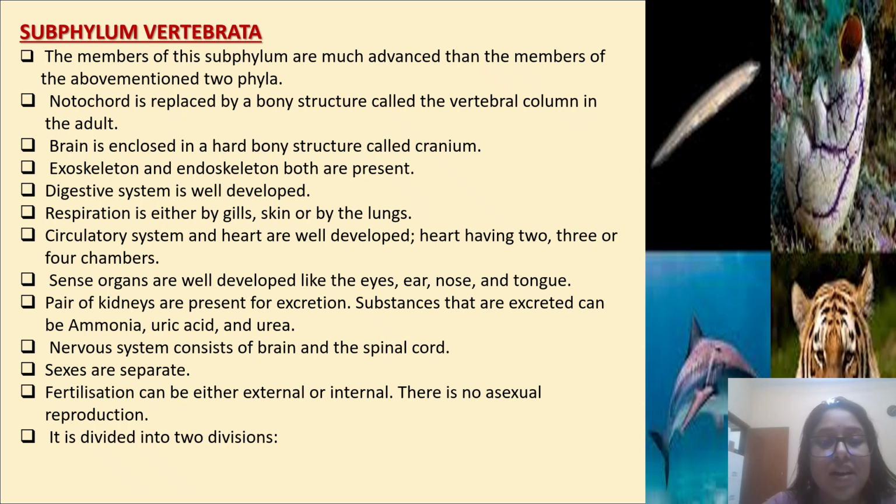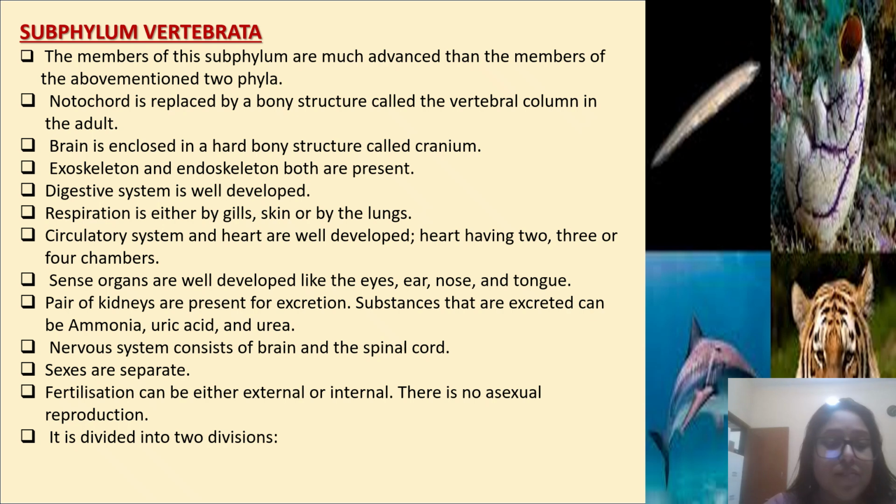Circulatory system and heart are well developed. Heart having 2, 3 or 4 chambers. Sense organs are well developed like the ears, eyes, nose and tongue. A pair of kidneys are present for excretion. Substances that are excreted can be ammonia, uric acid and urea. Nervous system consists of brain and the spinal cord.